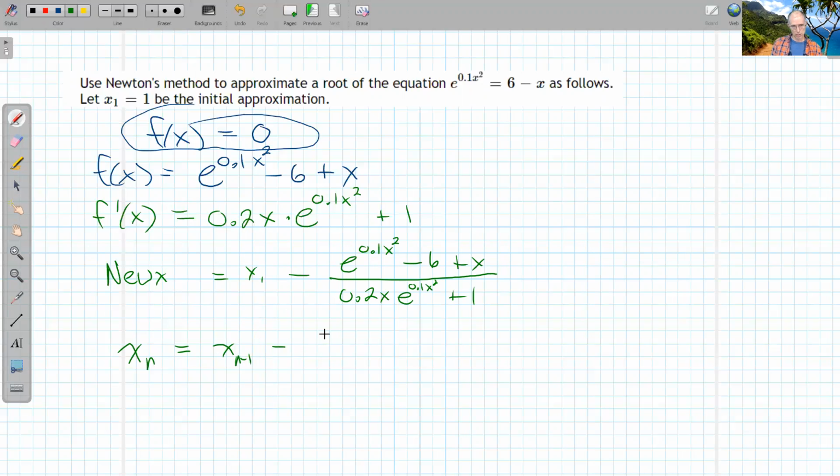So you will see this often when you look up Newton's method. That would be e to the 0.1 x sub n minus 1 squared minus 6 plus x sub n minus 1, all over 0.2 x sub n minus 1, e to the 0.1 x sub n minus 1 squared, plus 1. See what I mean about slightly more tedious to write it out. All right, and that's an x1, that's an x1.